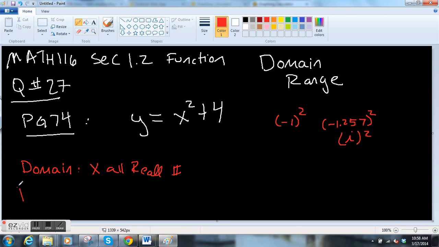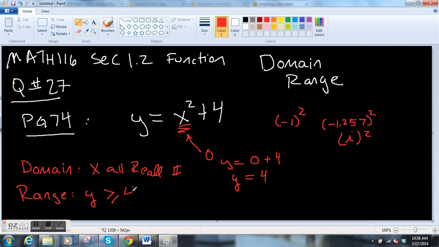And the range is the values of y. So what values can y take? Well, here's the problem. This number is always going to be positive. Even if it was a negative number, that's going to be positive. So the smallest value there is going to be 0. So y is going to be anything bigger. If x was 0, then y is going to be 0 plus 4. So the very smallest value that y can take is 4. So y is going to be anything from 4 on up. So y is all y's greater than or equal to 4.